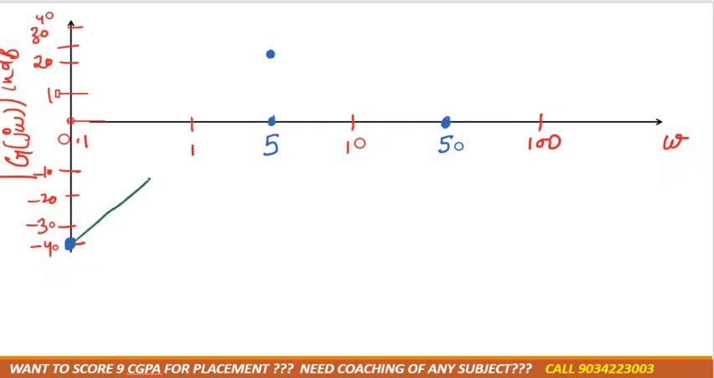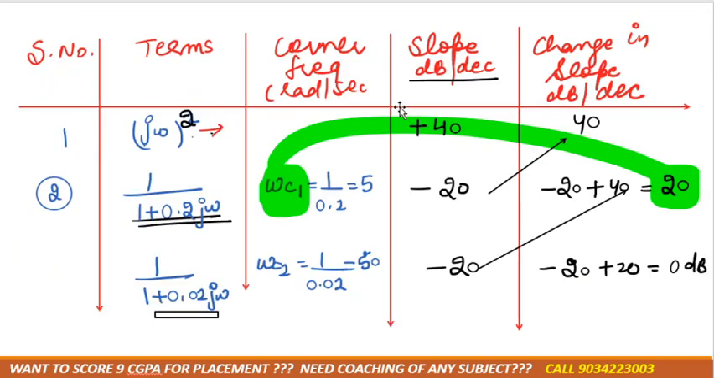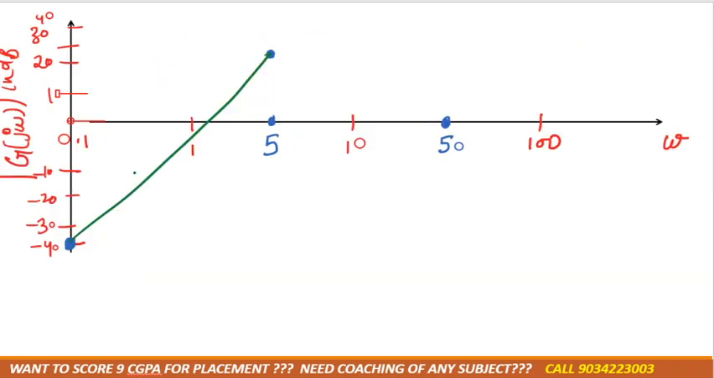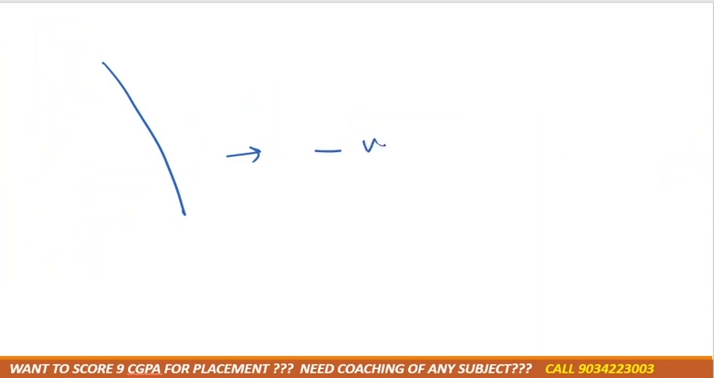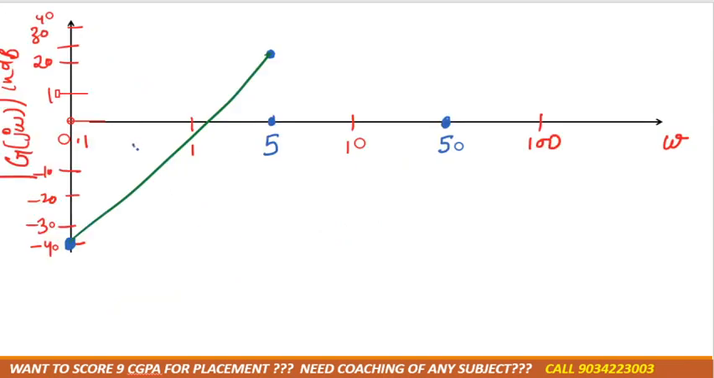So the next step is to draw the line. It's a straight line. Correct? Understood? You can check it from this table also: the first term is square and its slope is how much? 40 decibel per decade. And as you can see, it is moving upward. As I told you, if the slope is downward, then it is negative. If the slope is upward, then it is positive. So it would be 40 decibel per decade.